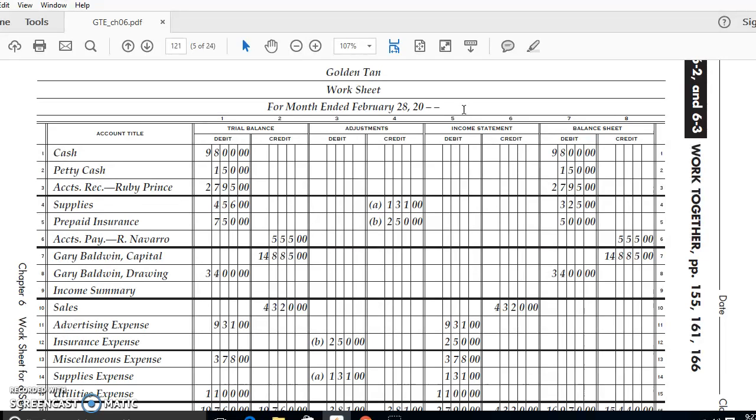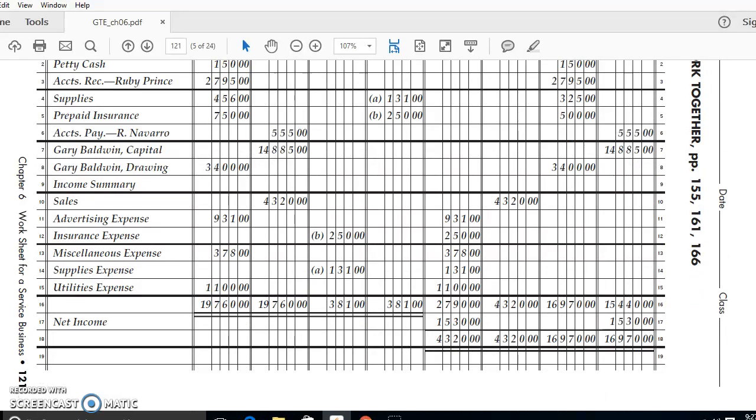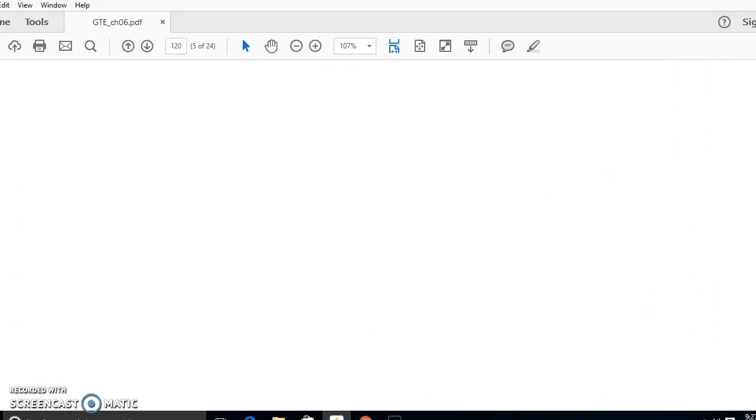But because these are new startup businesses, you may want to keep a closer eye on the finances, which is why this company would be doing monthly fiscal periods. So you need to make sure that you have your work together from last week and your on your own in front of you. This was on page 155 or started on page 155 of your textbook. And in your workbook, this particular one was page 121.